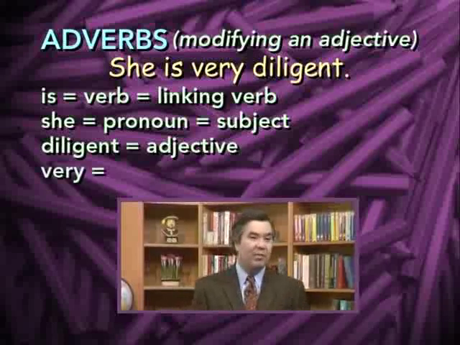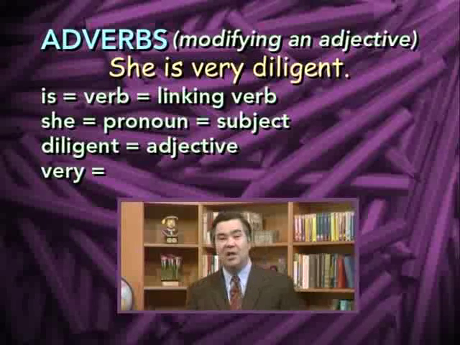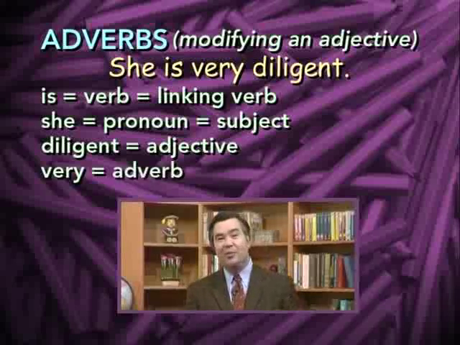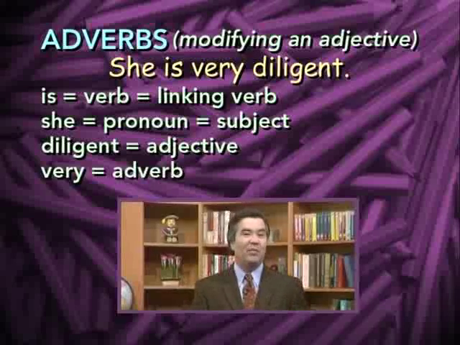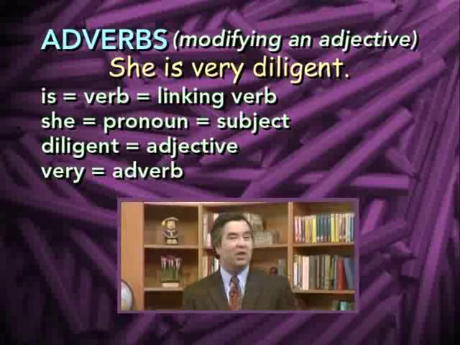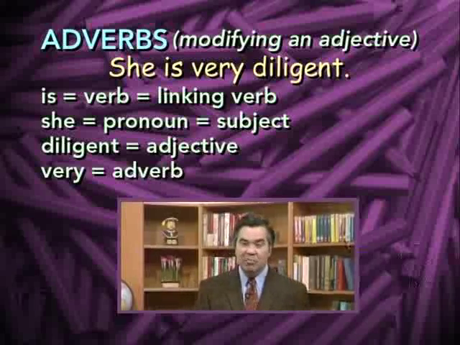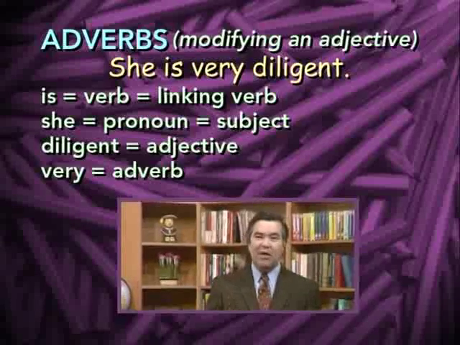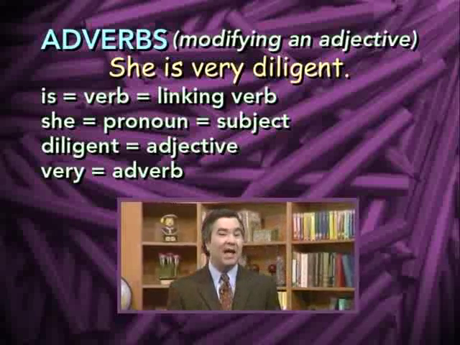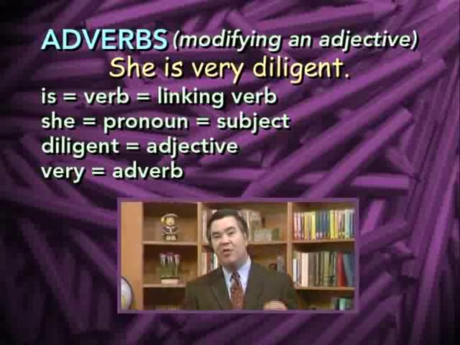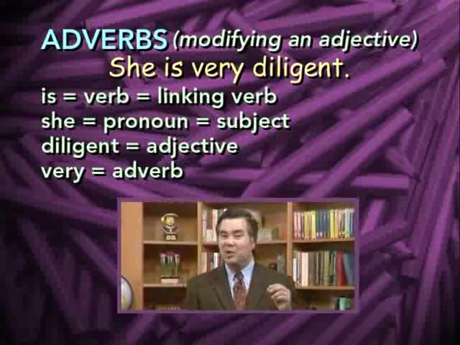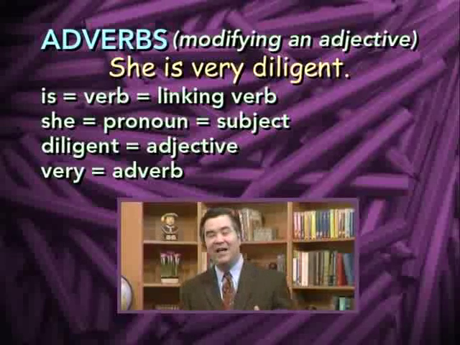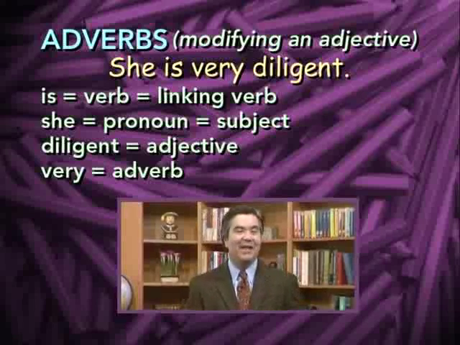What role does very play in this particular sentence? Well, very is an adverb which modifies or gives more information about the adjective diligent. How diligent is she? Very diligent. So very gives us more information about the adjective diligent. Therefore, very is an adverb, because remember, another one of the roles that an adverb can play is to modify or give more information about an adjective.